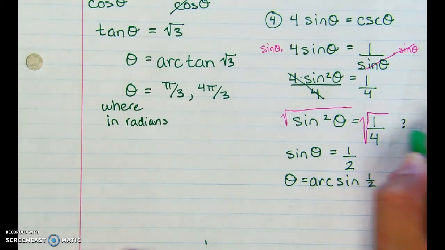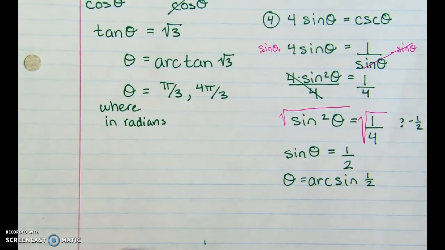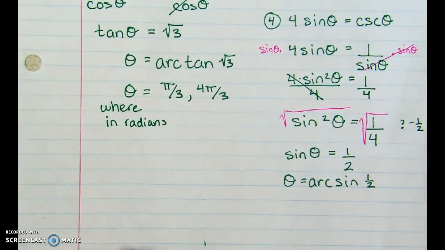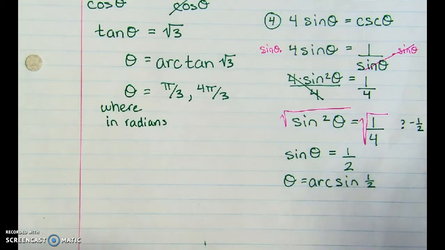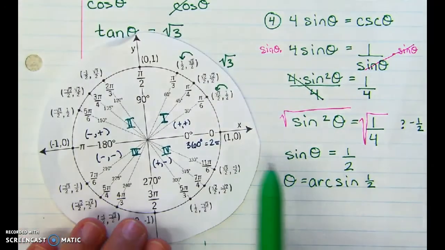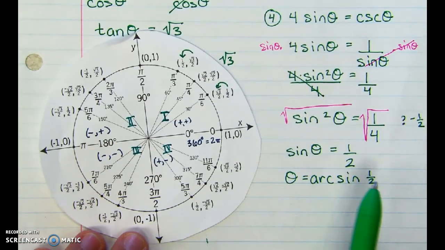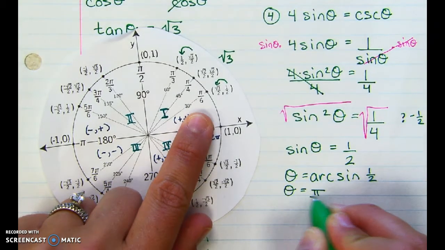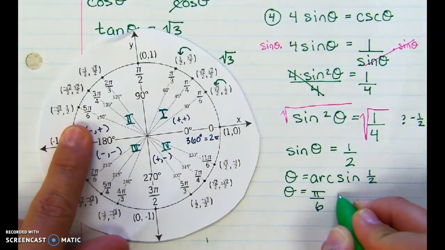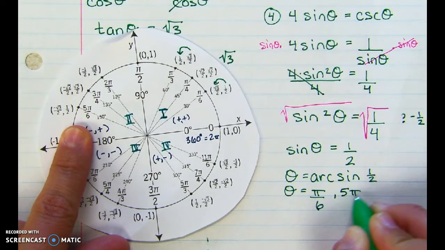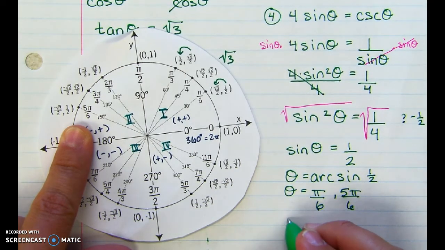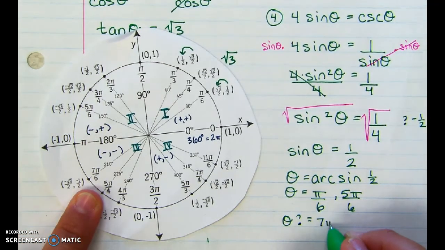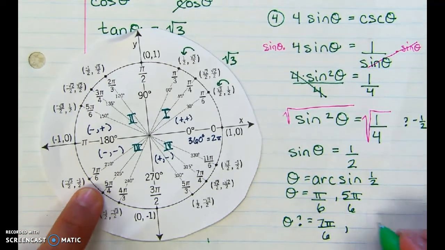And I'm wondering, are we supposed to be looking at -1/2 also? Remember when we take a square root, positive and negative? We're going to have to check our answers. So where is sine equal to 1/2? We're at pi over 6. Where else? 5 pi over 6. And we're wondering if we should include where it equals -1/2. Are we including these? And this.